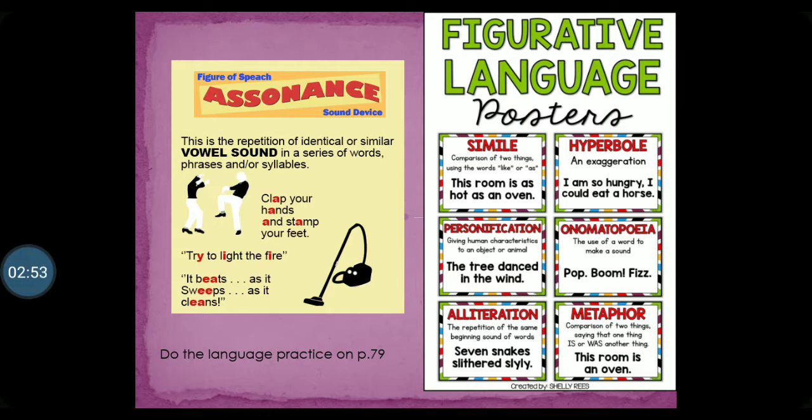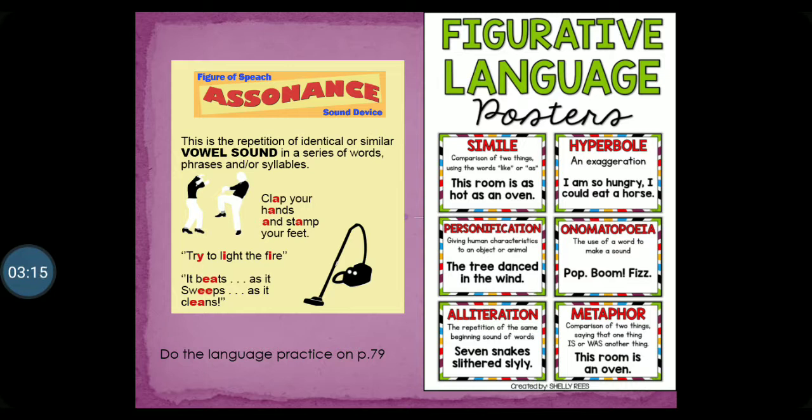The next one is alliteration. Now, that is really similar to assonance. Alliteration is the repetition of the same beginning sound of a word. So this is in the beginning of a word and it's always consonants, okay? Not vowels, consonants in alliteration. So for example, seven snakes slither slyly, and it's always in the beginning of the word.